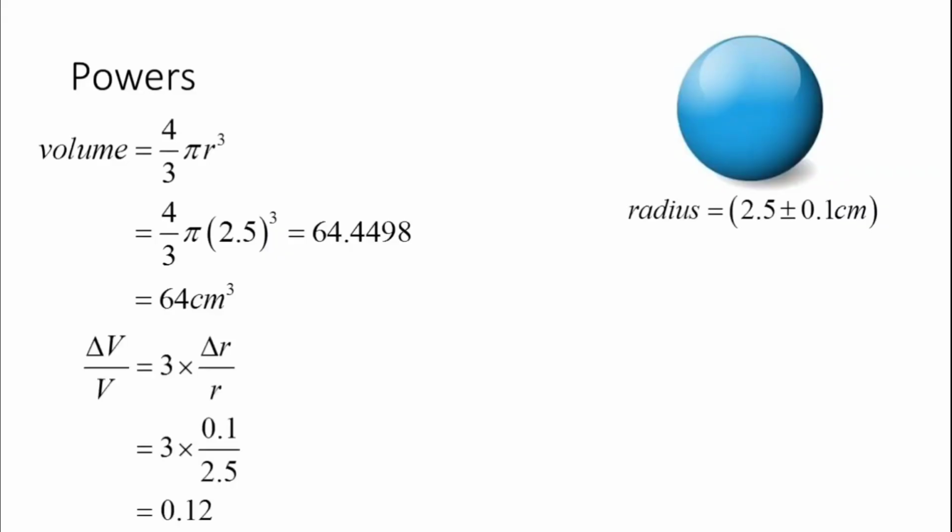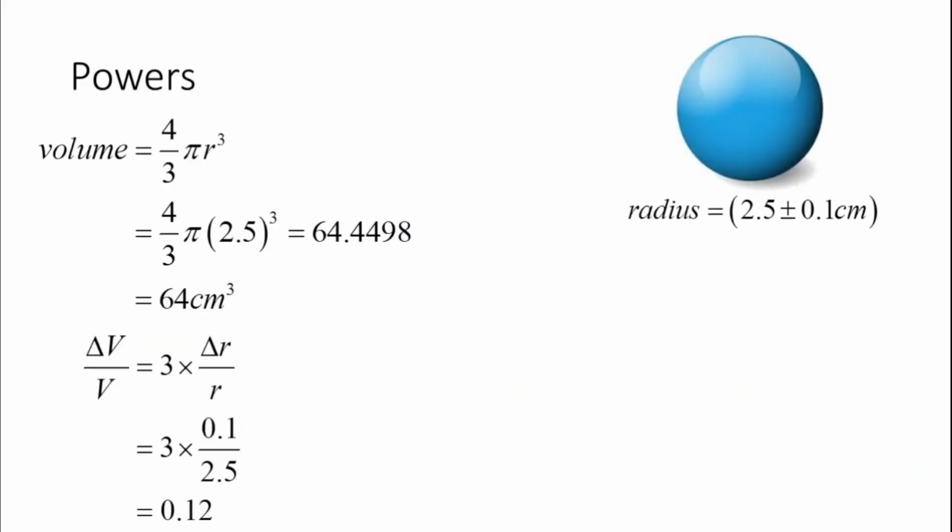Then we find the relative uncertainty for the volume. We can ignore the constant in the calculation of the relative uncertainty for the volume. Because r is repeating 3 times, the relative uncertainty of volume is 3 times the relative uncertainty of the radius. We get the percentage of uncertainty for volume equal to 0.12 or 12%.